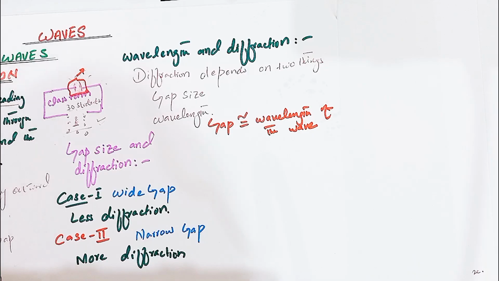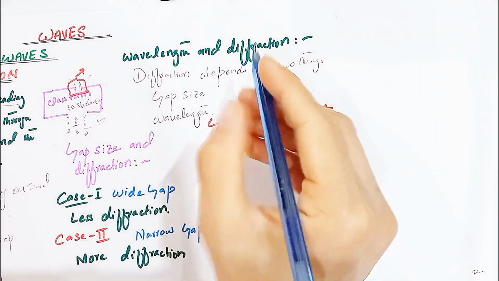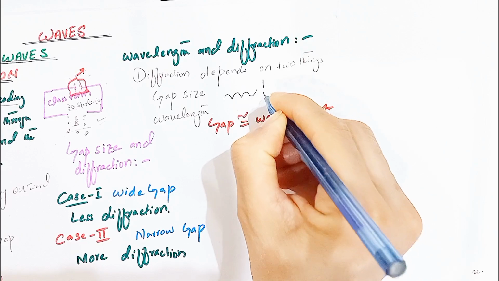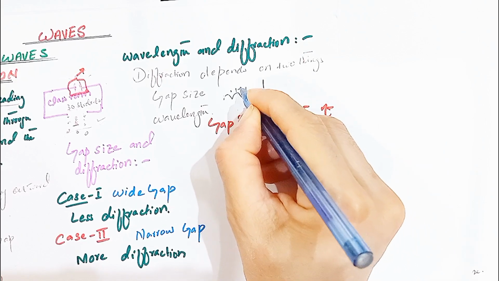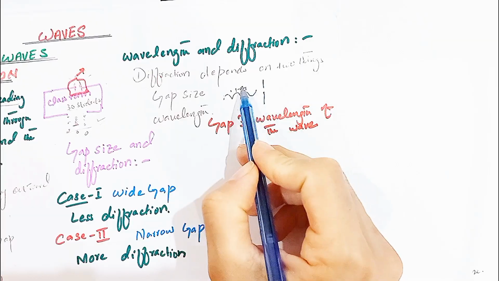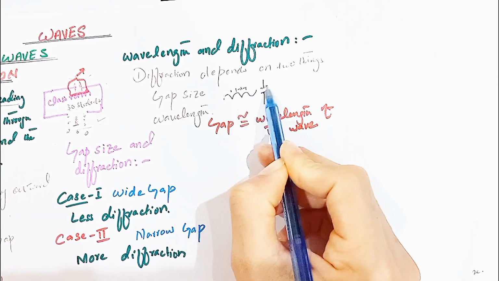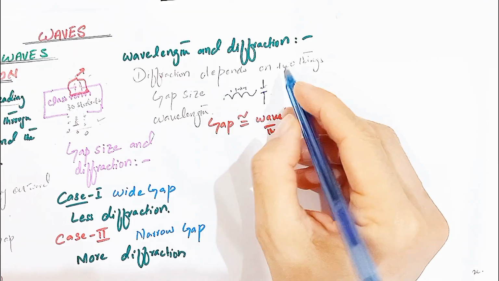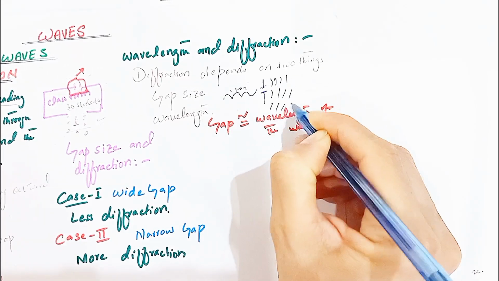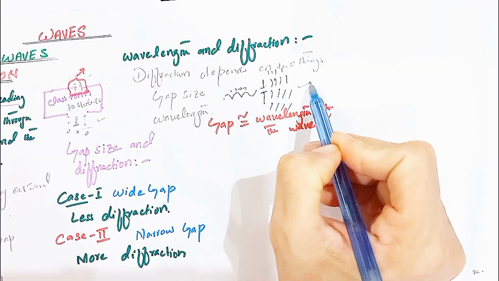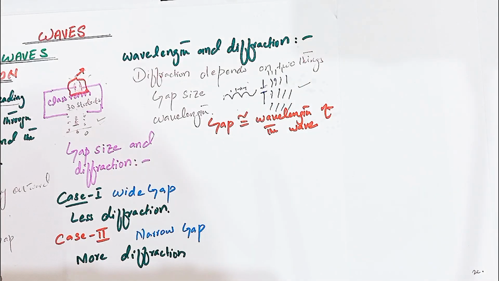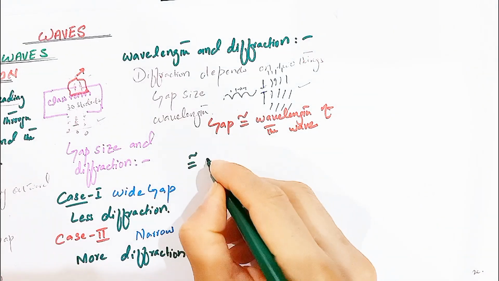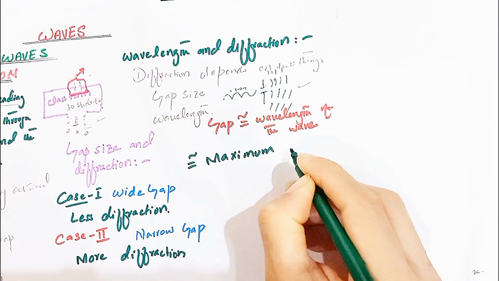Here we take an example: a wave that is passing through this gap. When the size of the wavelength of the wave is the same as the size of the gap, so when the gap size and the wavelength are approximately equal, it shows more diffraction of the wave. The waves spread out more when they pass through this gap. So here we write that when the gap is equal to the wavelength of the wave, it shows the maximum diffraction.